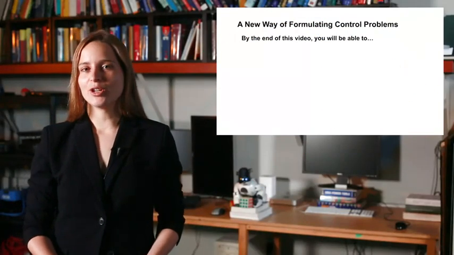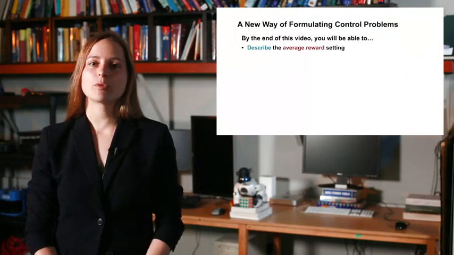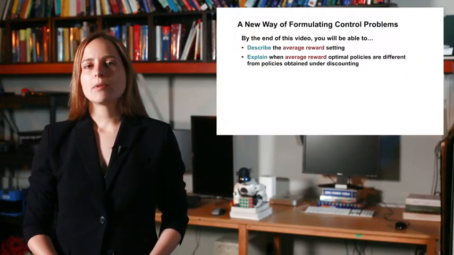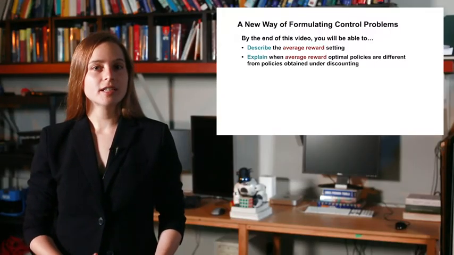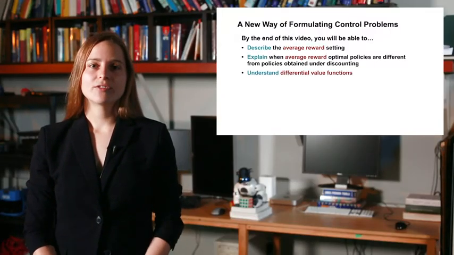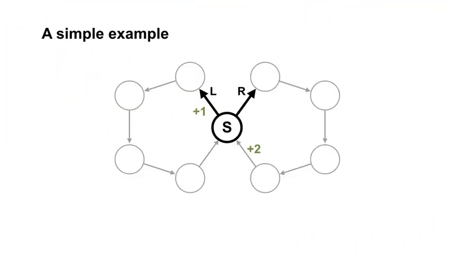By the end of this video, you'll be able to describe the average reward setting, explain when average reward optimal policies are different from policies obtained under discounting, and understand differential value functions. Today is all about continuing tasks.